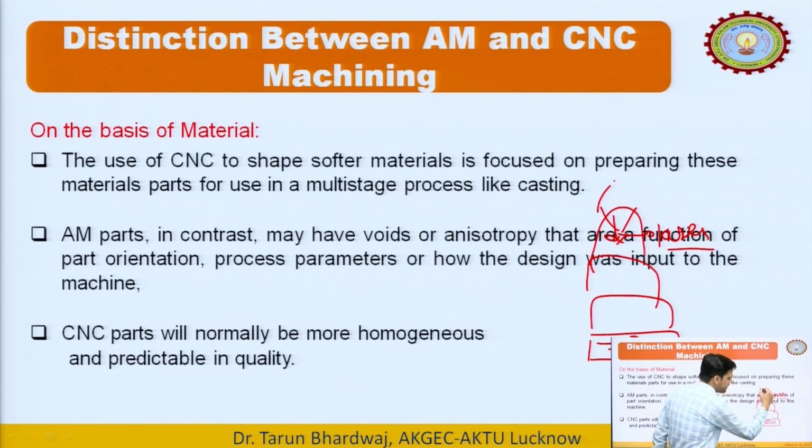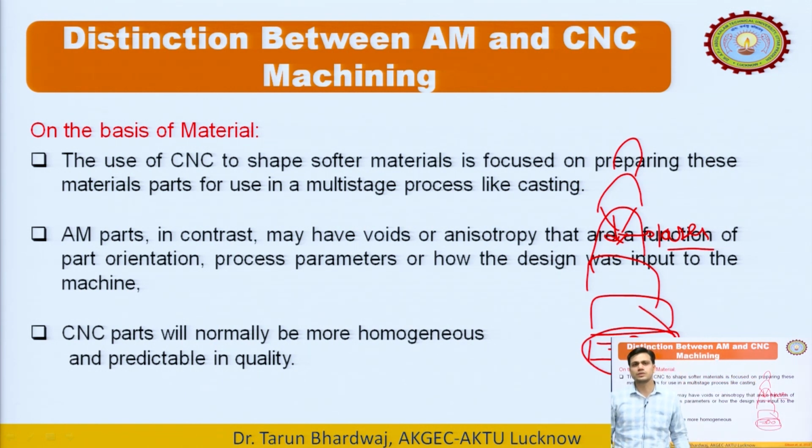You are creating 100 layers over here, but this first layer will get the heat again and again. So due to the thermal gradient between the room temperature and the very high laser temperature, we are having anisotropy in the part, but CNC parts are more homogeneous and predictable in quality. So this is also a challenge in additive manufacturing if we talk on the basis of material.